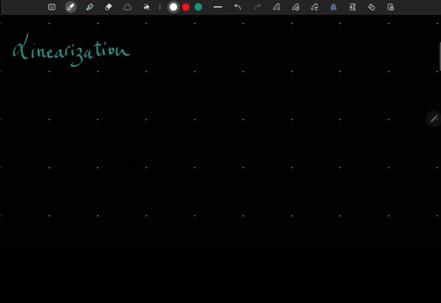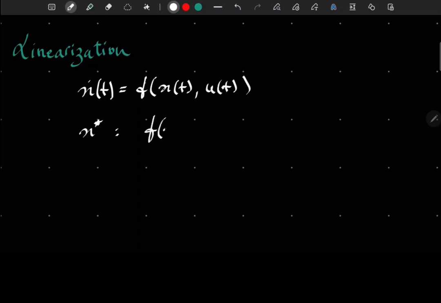Now, the reason why all of this is interesting is that we can use the process known as linearization to approximate the behavior of nonlinear systems close to an equilibrium point. So let us consider the system x dot equals f of x and u. And let's assume that x star is an equilibrium point such that f of x star, 0 is 0.